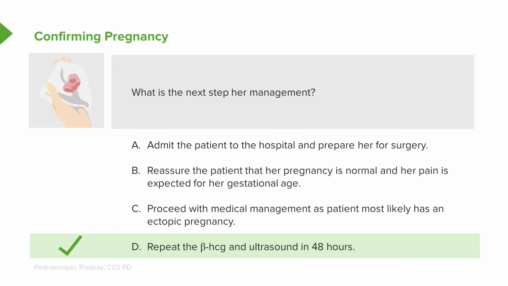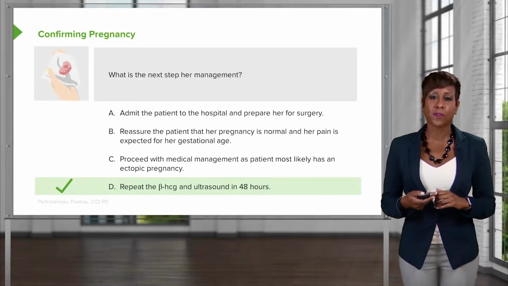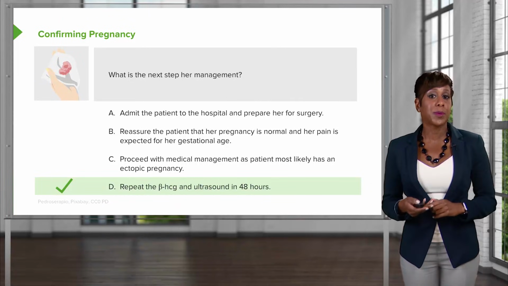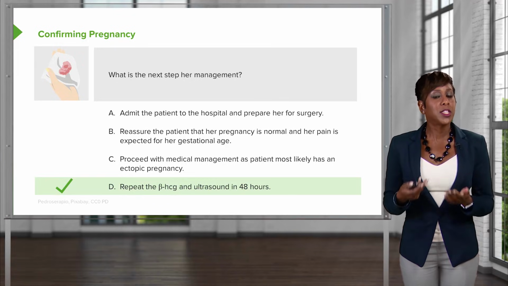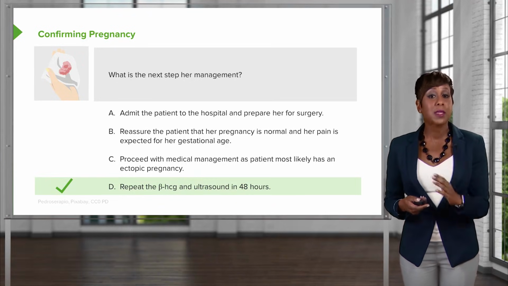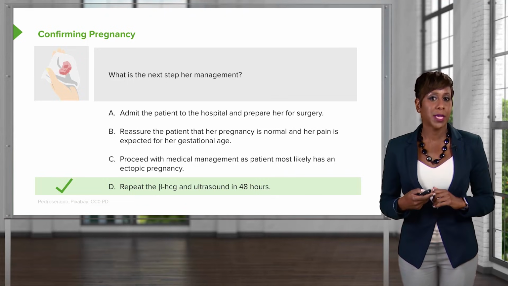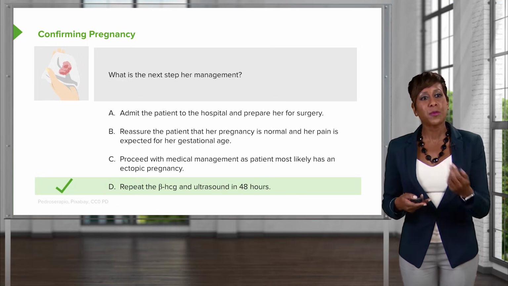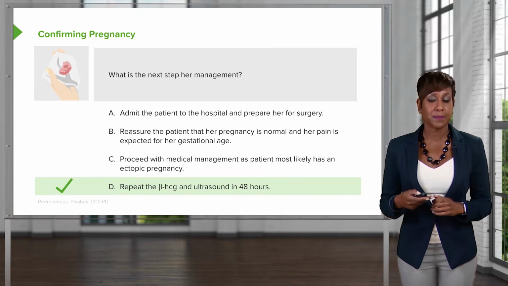Remember that we don't see anything on transvaginal ultrasound in the uterus until the beta-HCG is at least 2,000. With this patient, her beta-HCG was only 400. So this may very well be a normal pregnancy. However, it may be an ectopic pregnancy. We really just don't have enough information to tell. So the correct answer is to repeat the beta-HCG in 48 hours because we do expect it to rise by 50% if this is a normal pregnancy, and then repeat the ultrasound because we may be able to see something in the uterus by that time.